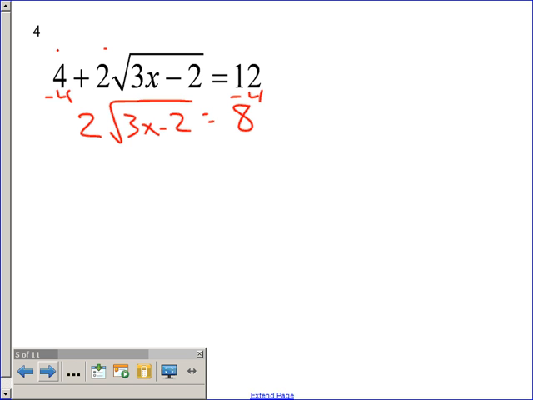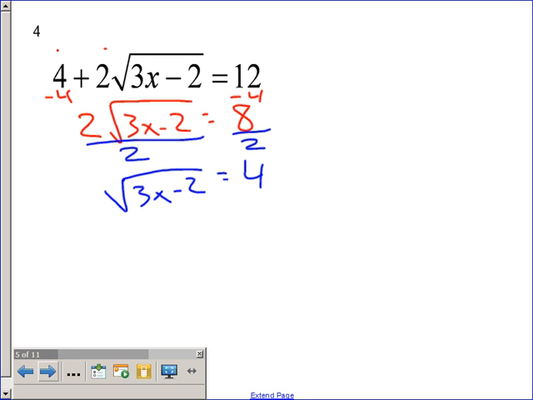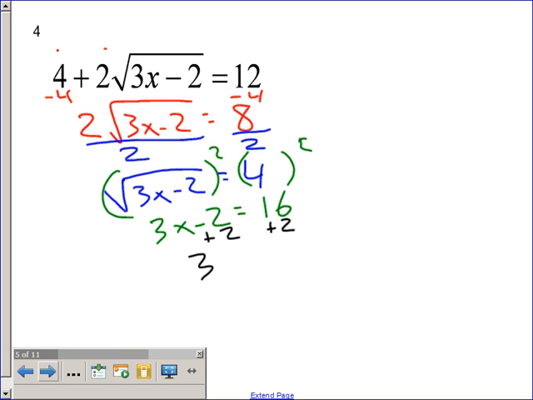The next thing I'm going to do is I'm going to get rid of that 2 out front, because it's multiplication. I get rid of it by division. And then I have square root of 3x minus 2 equals 4. Now, we're back to the point where we just have a radical and we want to get rid of it. So second power. So now we have 3x minus 2 equals, and 4 squared is 16. Basic Algebra 1, we want to solve for x. So I'm going to add 2. 3x equals 18. I divide by that 3. X equals 6. Last step, check it to make sure it works.